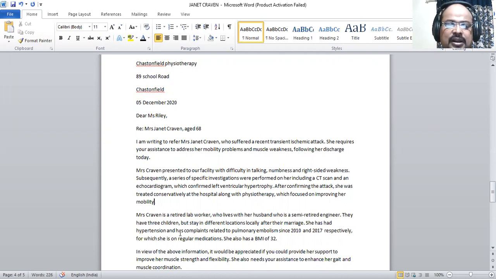She has hypertension and has complaints related to pulmonary embolism since 2010 and 2017 respectively, for which she's on regular medications. So we have found some sort of depression too. Do we need to write depression here? Because we have a physiotherapist here, and three children are not there at home. Her husband is a semi-retired engineer.